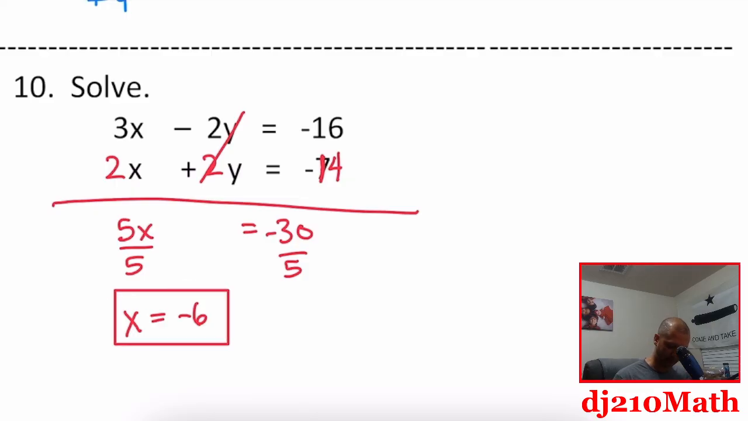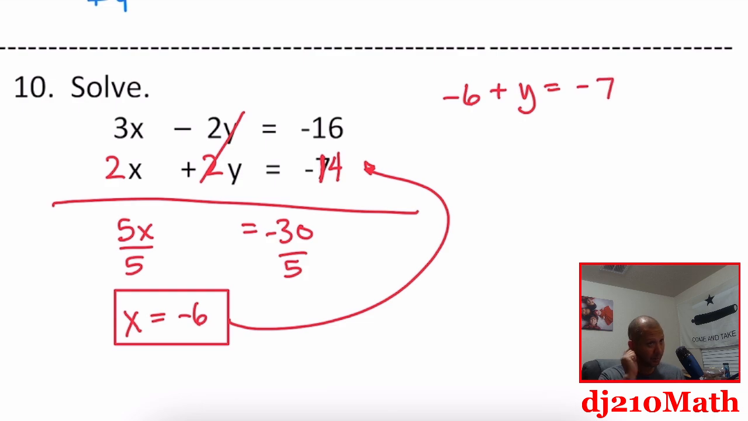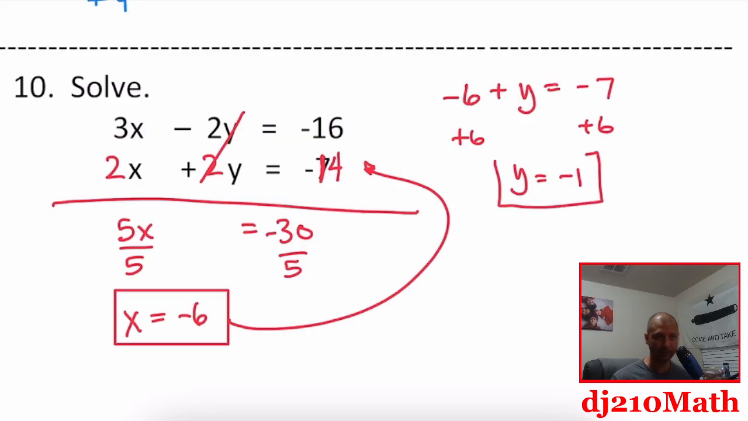If we plug that into the original, the bottom one, before we multiplied by 2, that would be negative 6 plus y is equal to negative 7. So negative 6 plus something equals negative 7. It's going to be negative 1. y is equal to negative 1.